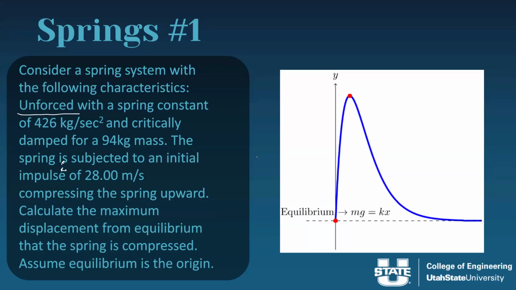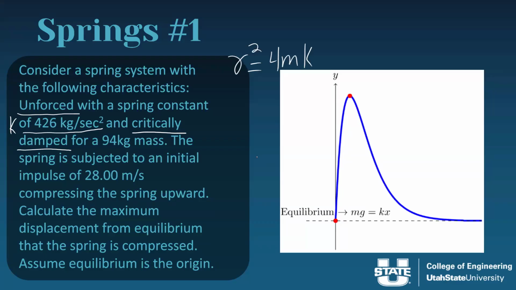Okay. That is magical. So then we have a spring constant of that. So that's our K value. And then we are told it is critically damped. Who remembers what critically damped means? The gamma value squared will be equal to 4 times the mass value times the spring constant.